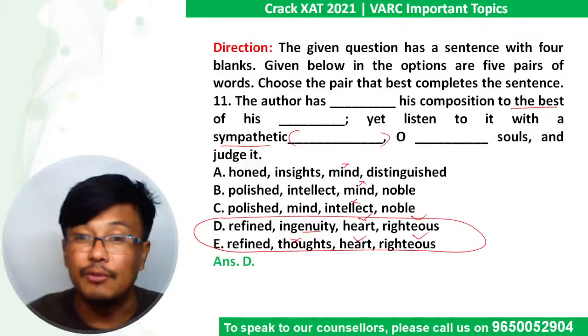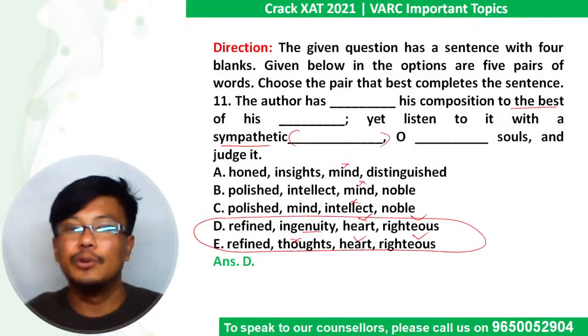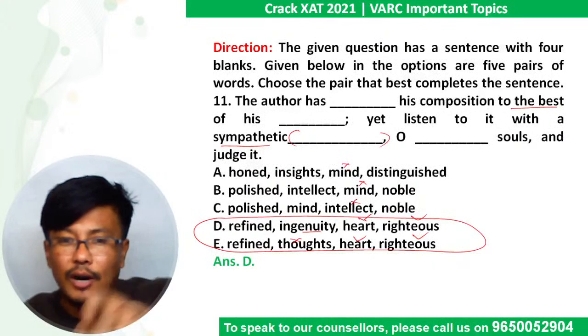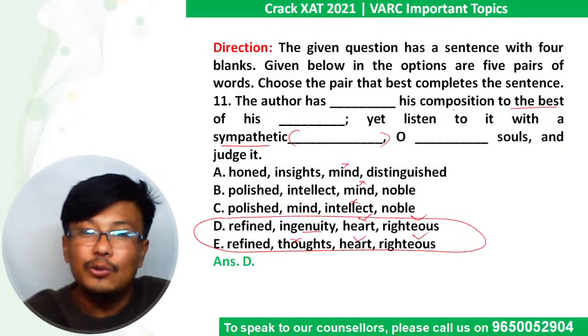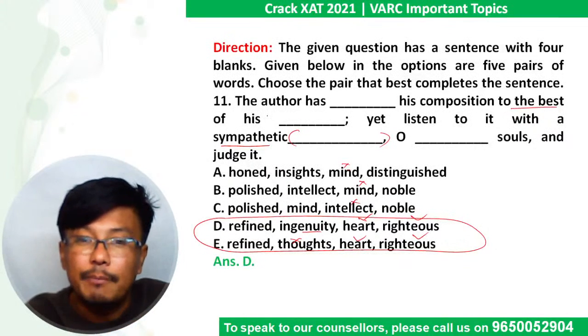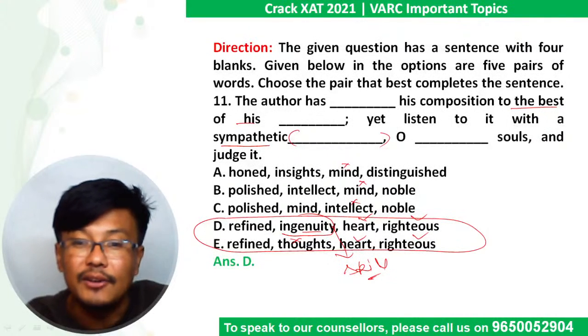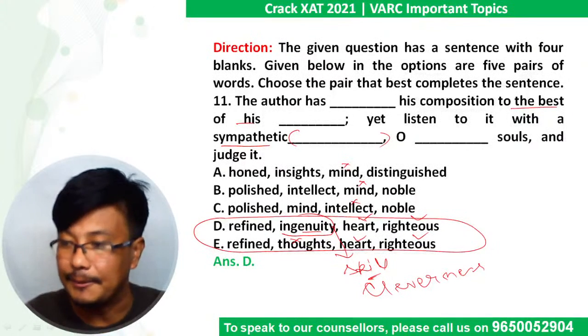So if you notice, every word here will be a clue. I eliminated options A, B, and C by using one clue, sympathetic. So look for clues like this, and then the other clue is, composition to the best of his ability. Thought is not ability, it is basically ingenuity, which means skill, cleverness. Ingenuity means skill, cleverness. So therefore, this is an ability.